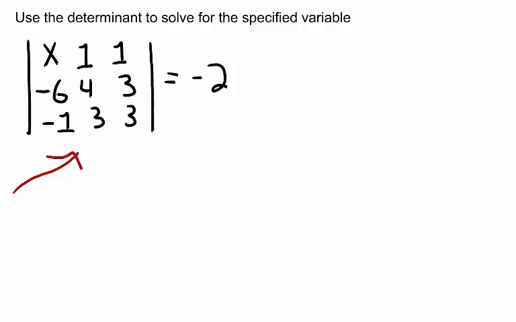To find the value of a 3 by 3 determinant, we need to multiply each element in any row or column by its cofactor and then add the results together.